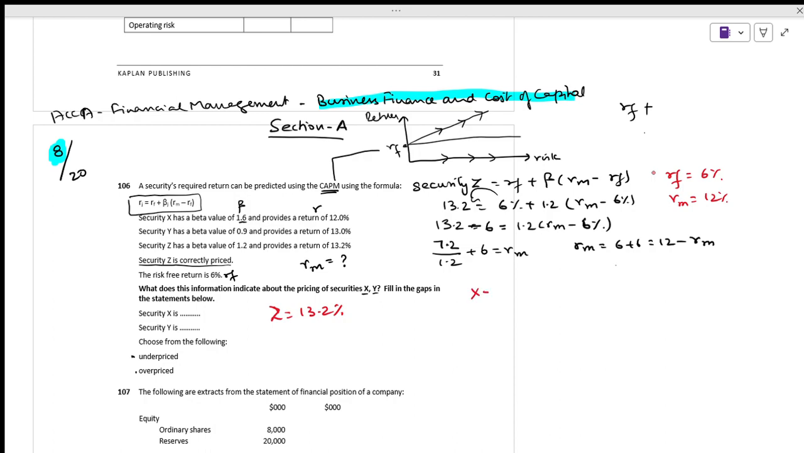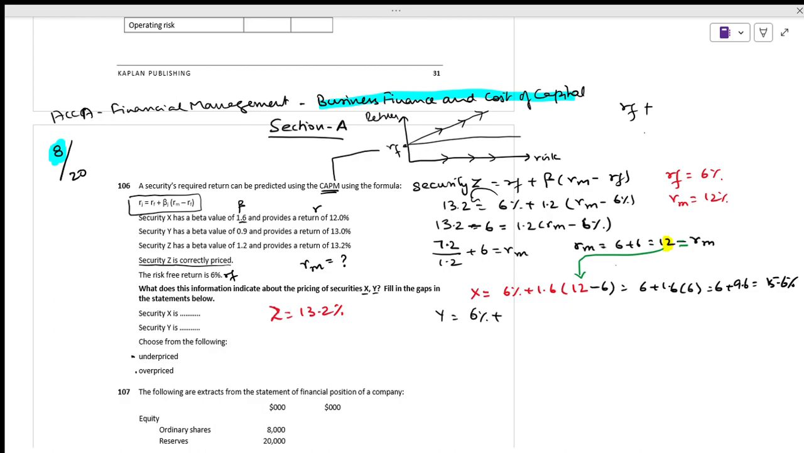Now calculate for X. The risk-free rate is 6%, beta is 1.6, and RM is 12. So 6 plus 1.6 into (12 minus 6) equals 6 plus 1.6 times 6. 1.6 times 6 comes to 9.6, so the return is 15.6%.